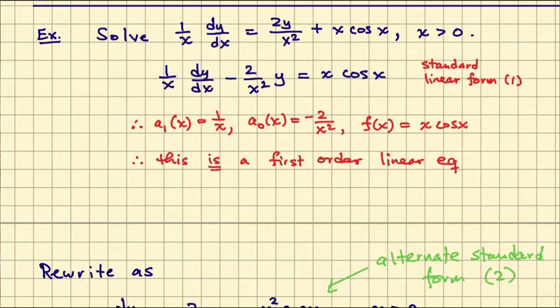And then to put it in the form of equation 2. So notice right now, my a1 function is 1 over x. My a0 function is negative 2 over x squared. And my f function is x cosine x. So this is a righteous first-order linear equation. But in order to use our integrating factor formula, we need it in the alternate standard form. We need it with the form that involves the p.